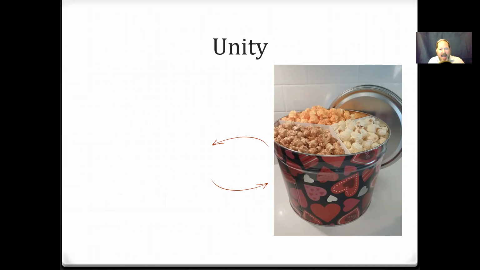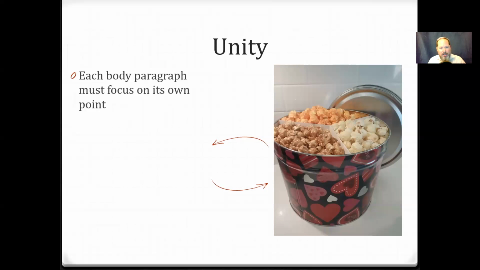Have you ever had a popcorn tin for Christmas, and you get 3 different flavors of popcorn? You have your cheddar, you have your butter, and you have your caramel corn, right? And they're divided into 3 little spots like that, separated. This is what body paragraphs should be like.